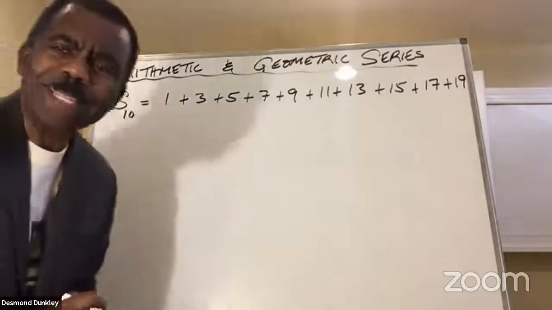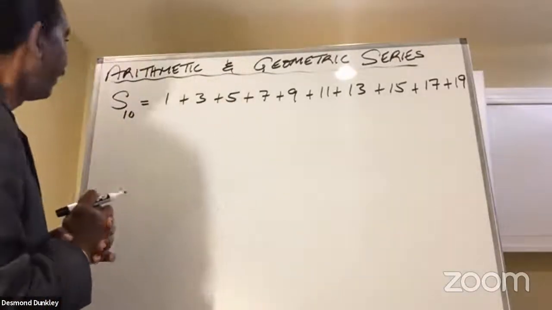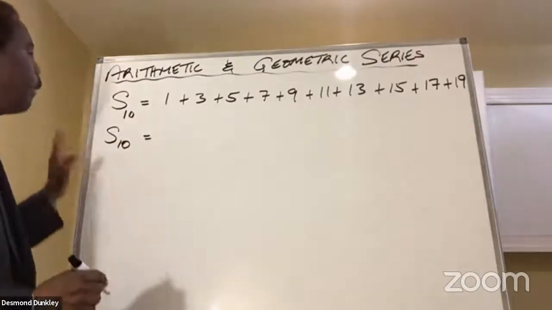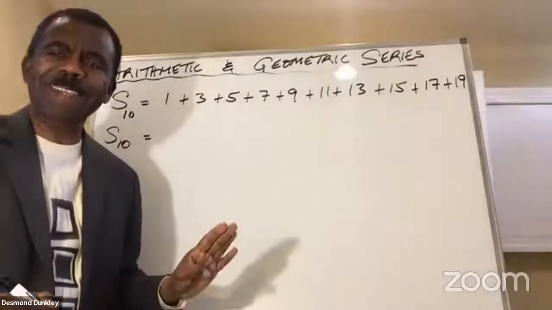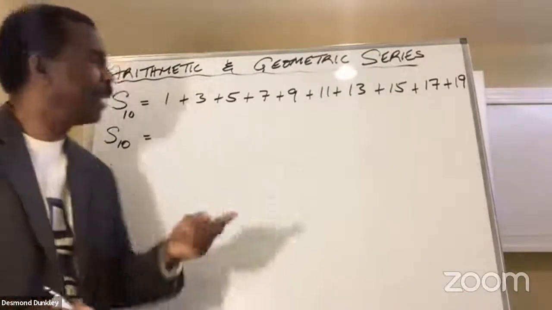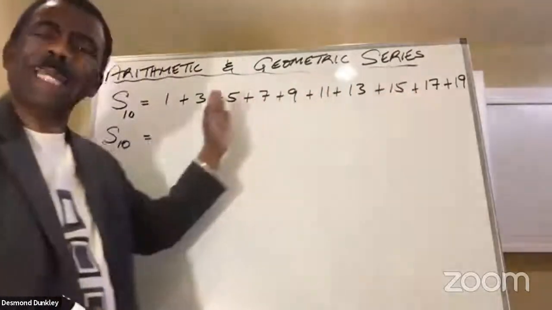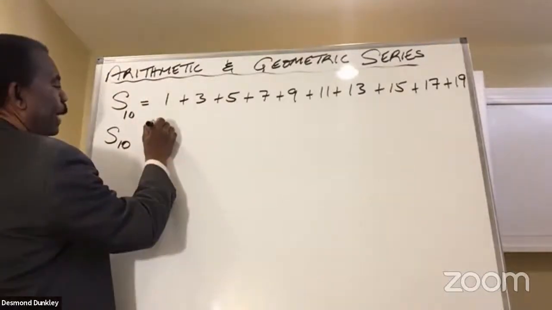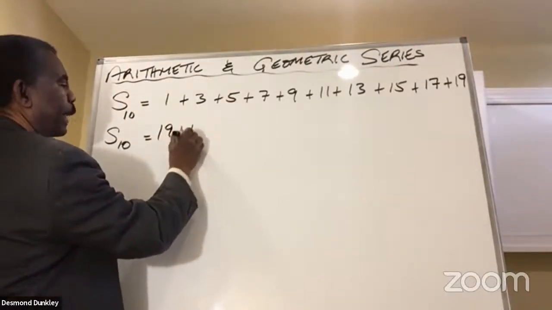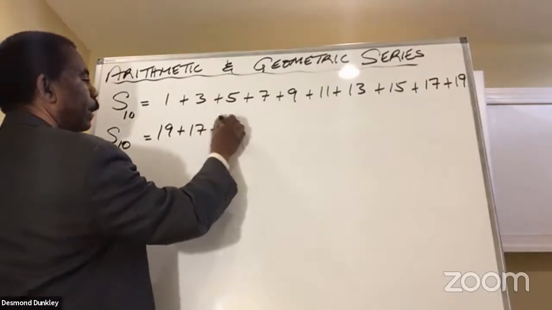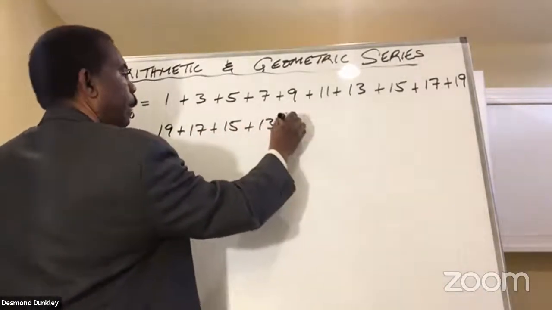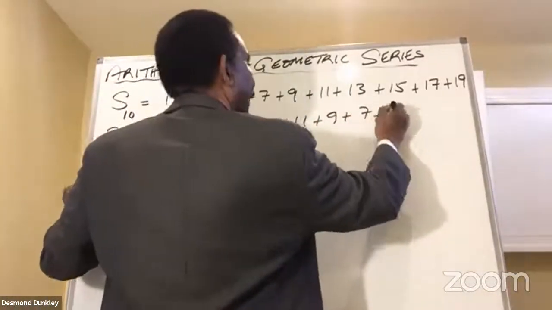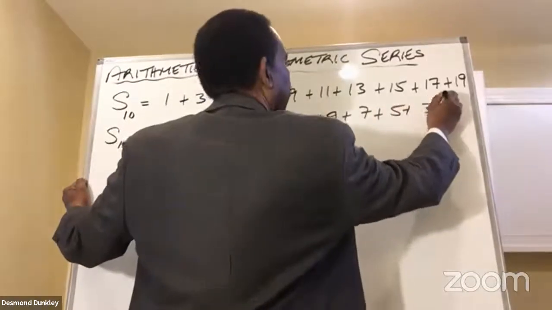Now, look at this carefully. Watch this. I'm going to write the same sequence, and this is really exciting. I'm going to write the same set of numbers, but I'm going to reverse the order. So I'm going to instead write 19 plus 17 plus 15 plus 13 plus 11 plus 9 plus 7 plus 5 plus 3 plus 1.